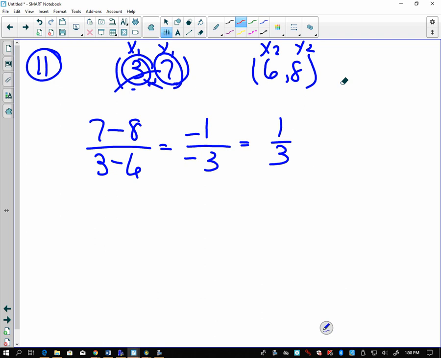Now let's see what happens if we did 8 minus 7 over 6 minus 3. That would be y2 minus y1 over x2 minus x1, right? Okay, what's 8 minus 7? 1. What's 6 minus 3? 3. Do I get 1/3 either way? Because it's the same line. Okay, you follow me there?